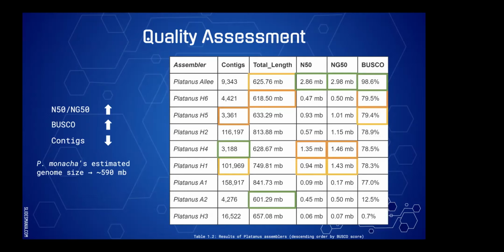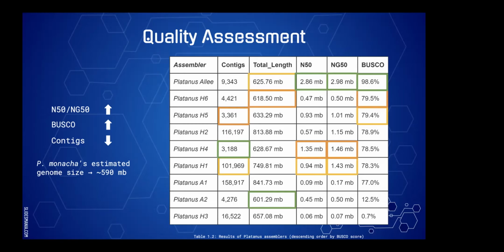To summarize, we just want to see higher N50, NG50, and BUSCO scores while seeing a low number of contiguous sequences. Additionally, we also hope to see a total length that is somewhere close to the estimated genome size of P. monacha, which is about 590 megabases. So taking a quick look at this table, we can easily see that Platanis Elite dominated 3 of the 5 metrics for which we're assessing these assemblers.